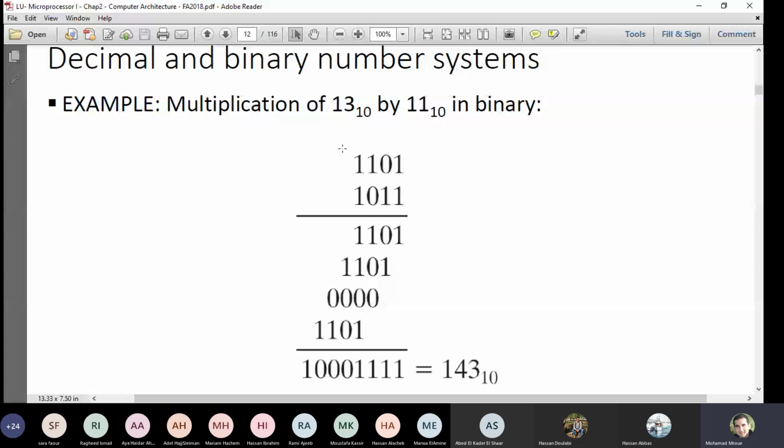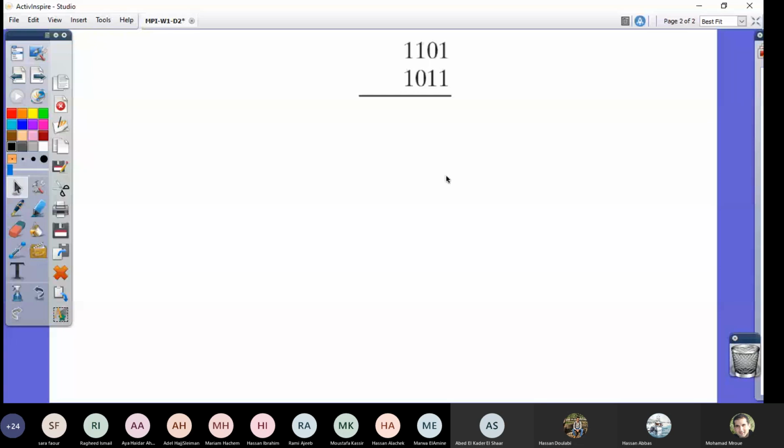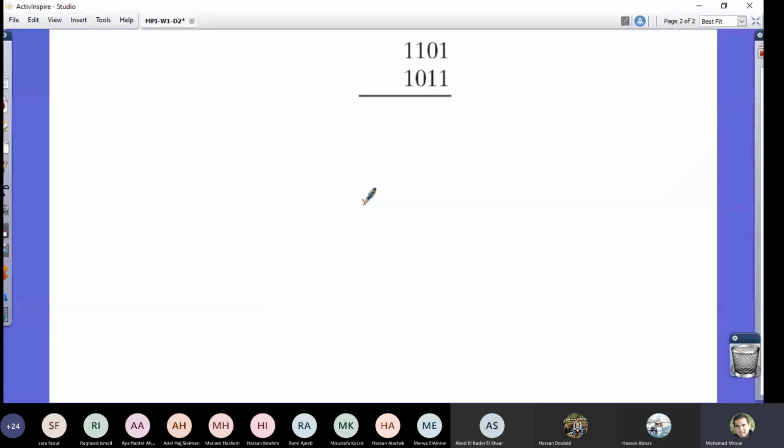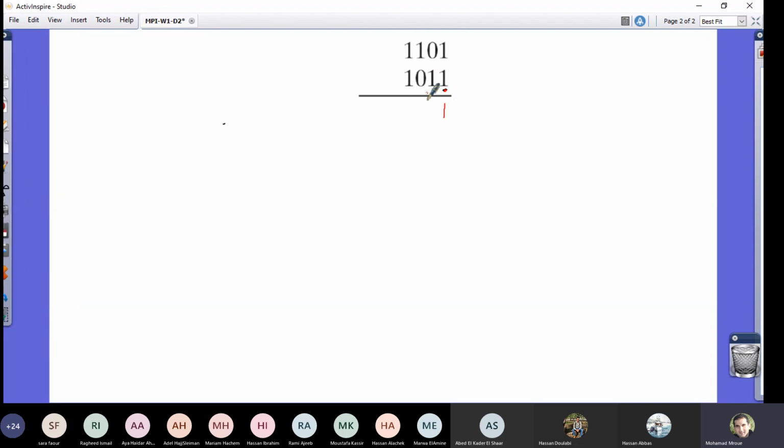So how to proceed? First, we start from the least significant bit. So we start from the least significant bit. So here we start by multiplying this bit by the whole number. Okay. So we multiply this bit 1 by first 1 0 1 by 1 1 and 1 by 1. So it's equivalent to multiplying this bit by this number.